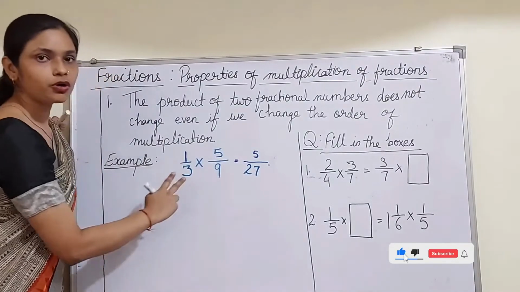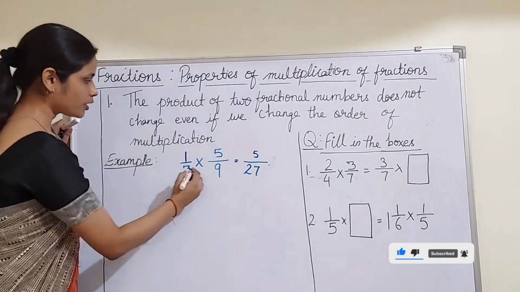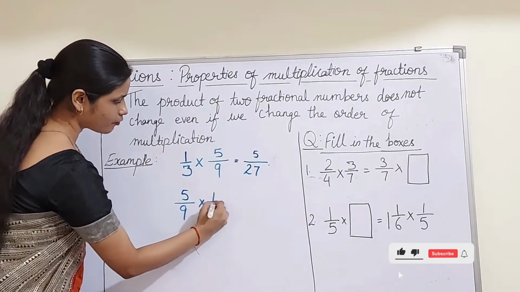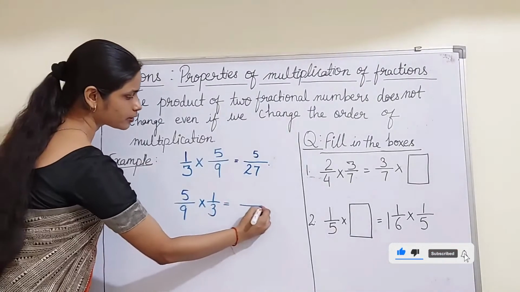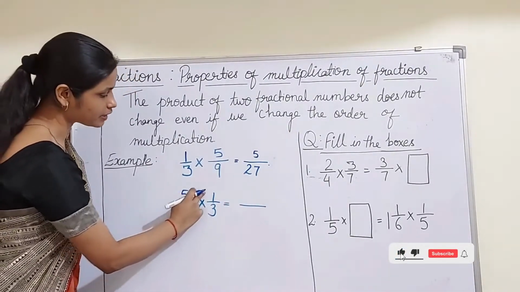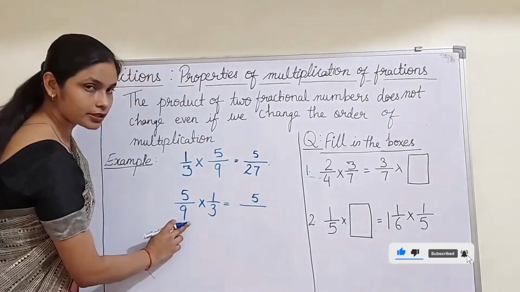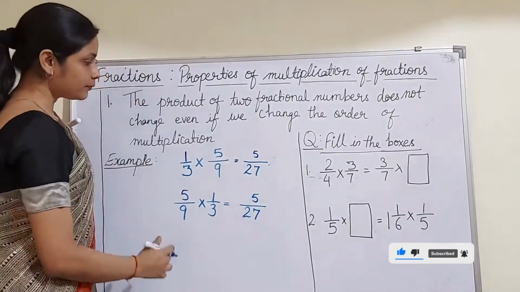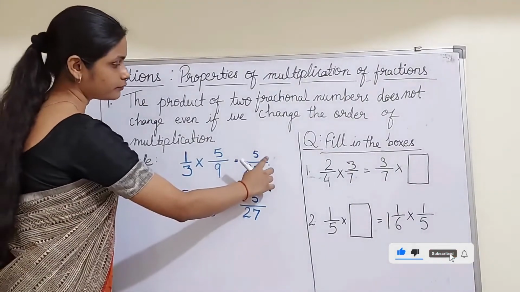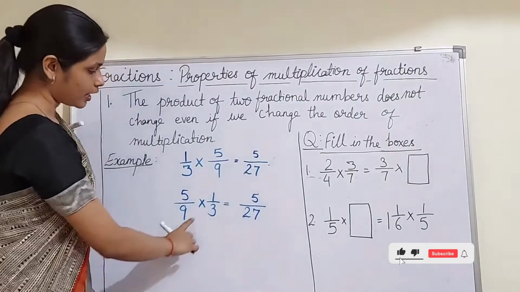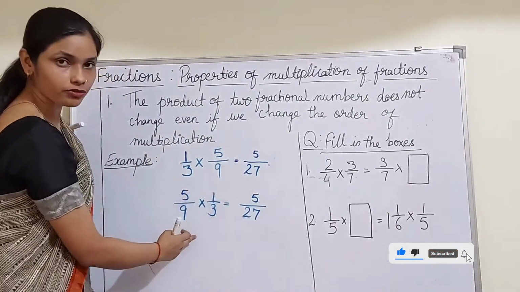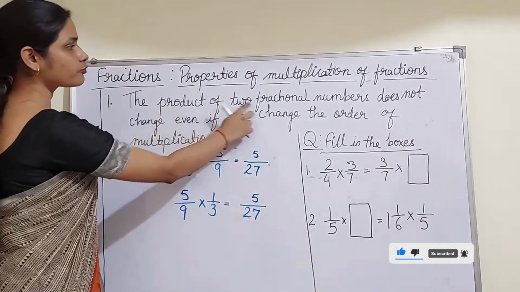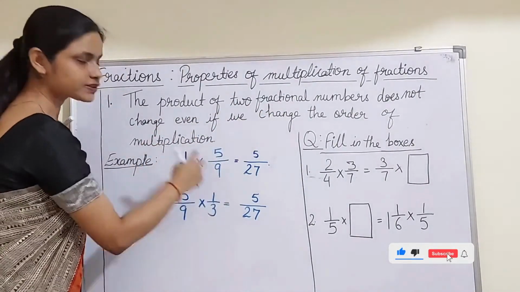Now let us change the order of the fractions. If we take 5 by 9 and then write 1 by 3, what should be the product? In the numerator again we have 5 multiplied by 1, that gives 5. In the denominator we have 9 multiplied by 3, so 3 9s are 27. When we did the multiplication, it was 5 by 27. And when we reversed the order of multiplication, the product is again the same. So it means the product of two fractional numbers does not change. The fraction is the same here.